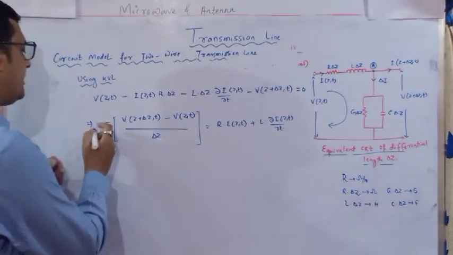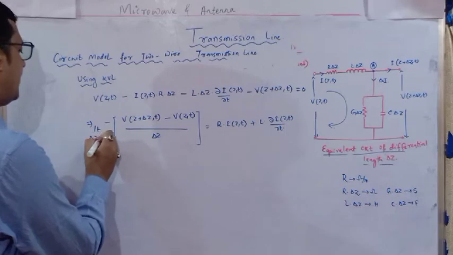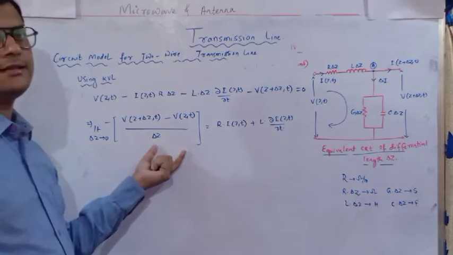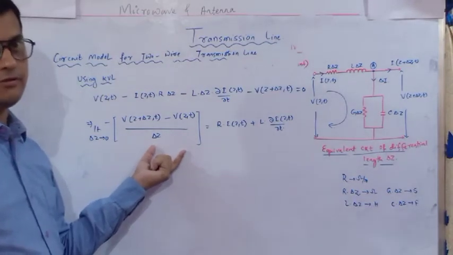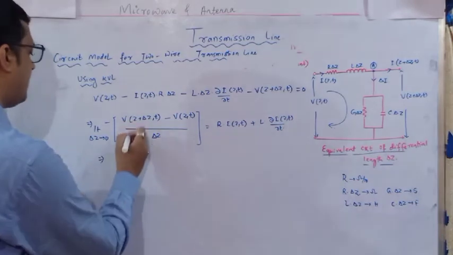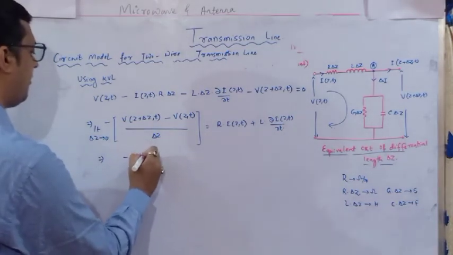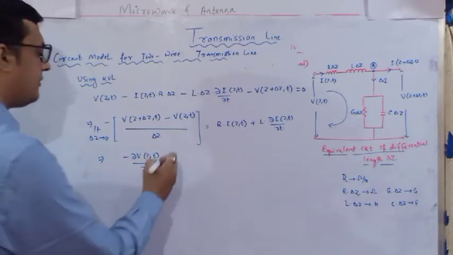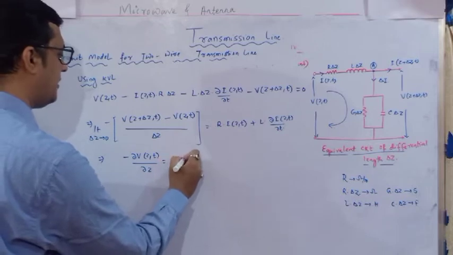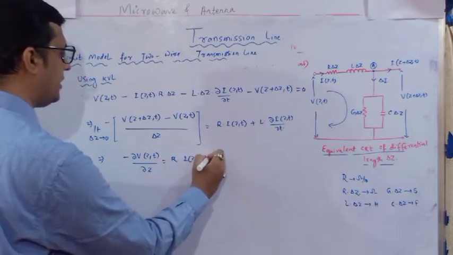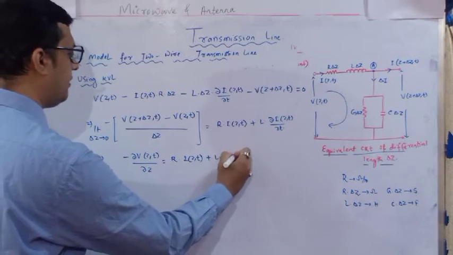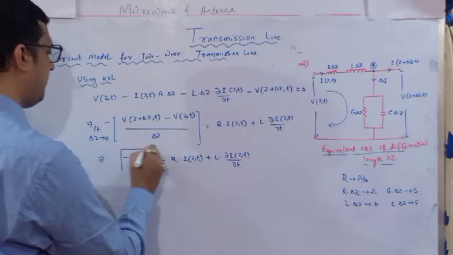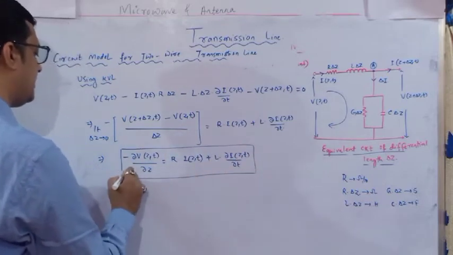So this will look like this, and here I will put that the incremental length tends to 0. If I put this limit, it is nothing but a differential value with respect to del Z. So what will I write? I will write minus del V of Z comma T by del Z, which equals R into I of Z comma T plus L into del I of Z comma T by del T. So this is the first equation. Okay, this is the first equation.